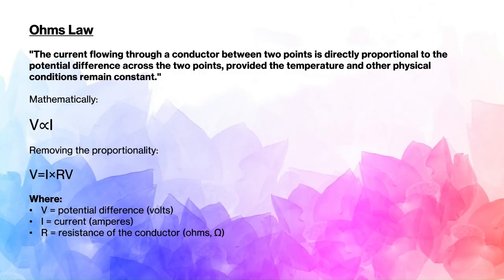Hi all. Today we are going to learn about Ohm's law. This is one of the fundamental laws in electrical engineering, and to be a design engineer, you really need to be a master of this law. So, what this law says: the current flowing through a conductor between 2 points is directly proportional to the potential difference across the 2 points, provided the temperature and other physical conditions remain constant.